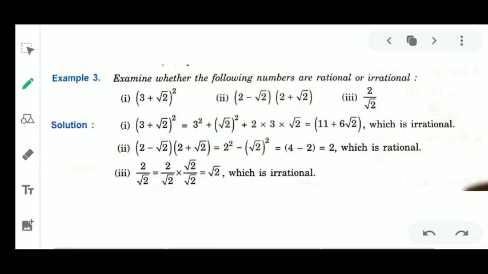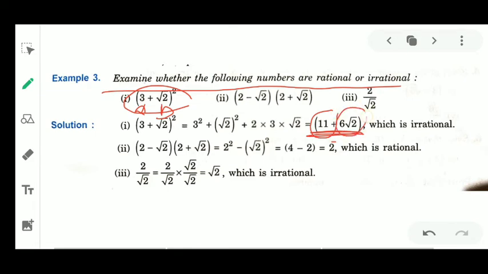Now next we have example 3. Examine whether the following numbers are rational or irrational numbers. Here you have to find out the value. We have to take 3 as a and root 2 as b. Then we have to find out the value of the whole square of 3 plus root 2. And then we'll get 11 plus 6 root 2. Here 11 is a rational number, but 6 root 2 is not a rational number. That's why the combination of a rational and an irrational number is an irrational number. Clear?